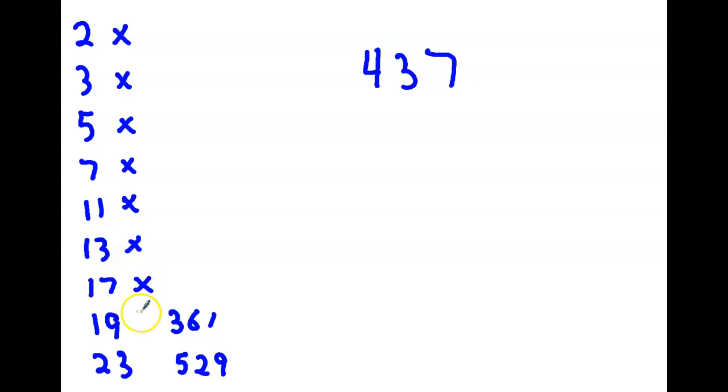Wait, no, I need to check 19 as well. So let me try it, sorry. 437 divided by 19. That's 23. Look at that. So it was divisible by 19, so it must be composite. Okay, so the good news is I don't have to check forever. I don't have to check every possible number. I just check prime numbers, and when I get to a prime number whose square is bigger than this number, I get to stop.